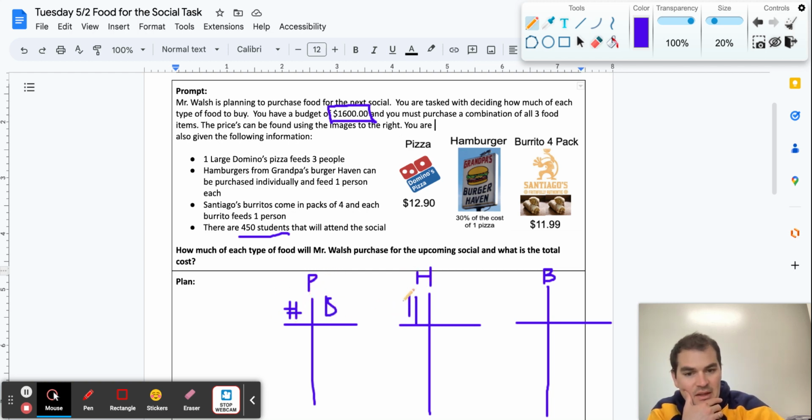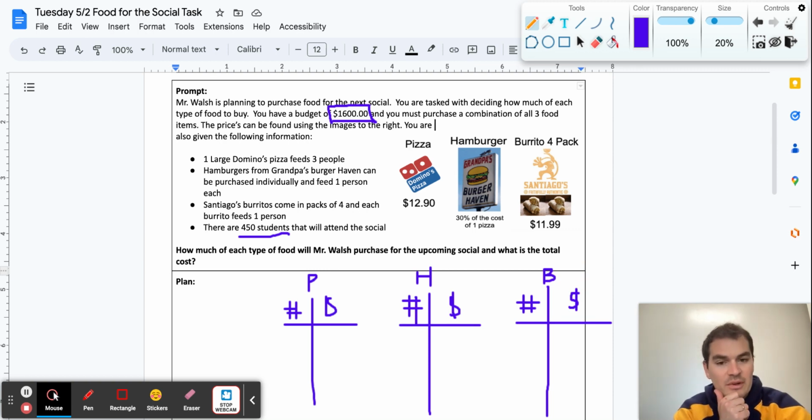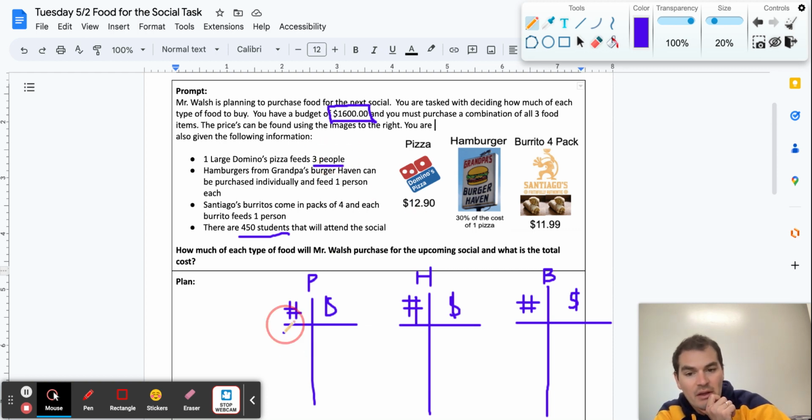But each one of these has a different amount of dollar amounts, but they don't necessarily feed the same amount of people. What that causes, and I made this problem, that forces you to do is you don't necessarily know what's the cheapest. And so we know that this feeds three people, right? So I'm going to put three people are fed with something that costs $12.90. For the hamburgers, you guys can find the cost, but whatever cost you find, it's going to be only feeding one person. And yep, that says that right here.